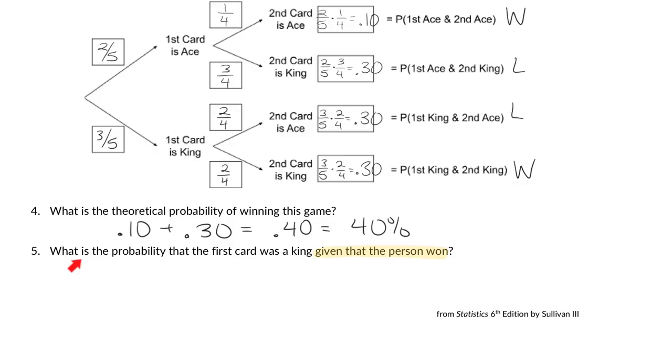If we're finding the probability that the first card was a king, given that the person won, and I'm going to use the formulas because I think it's helpful, we would say the probability that the first card is a king. Let's try writing that differently. First card is king, given that the person won. When I said the word given, what did I just draw on my paper? Probability that the first card was king given that the person won.